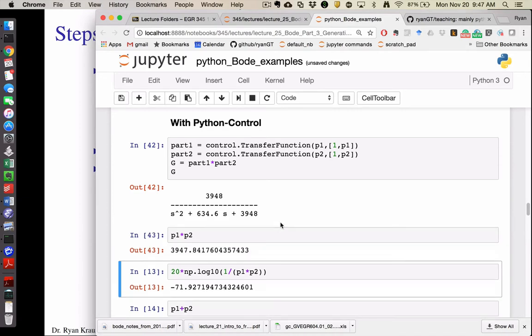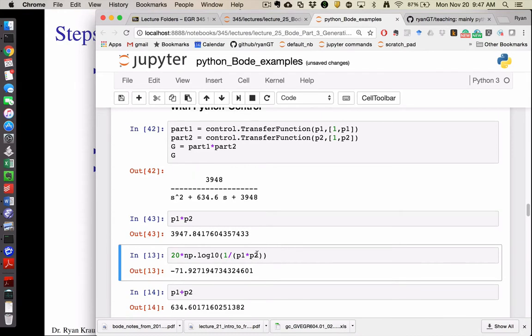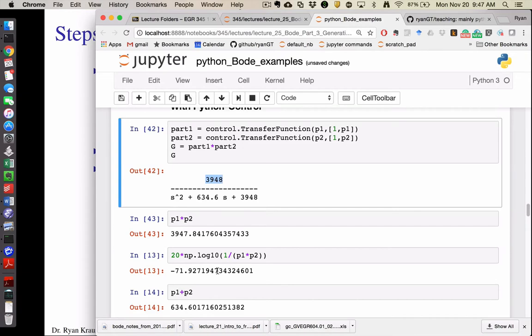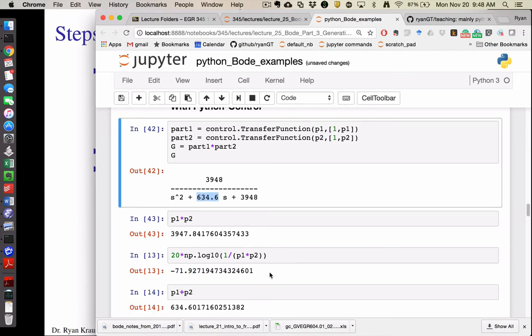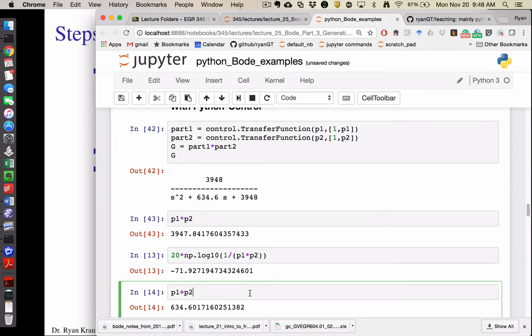So if I wanted to evaluate P1 times P2, this is technically 3947.84, blah, blah, blah. And I did that intermediate calculation. If I had forgotten to put this in the numerator, then I would expect to actually start at a negative 72 decibels. And if I wanted to check this number, S plus P1 times S plus P2 should be S squared plus P1 plus P2 S plus P1 times P2. So this is P1 times P2, check, and this is P1 plus P2.